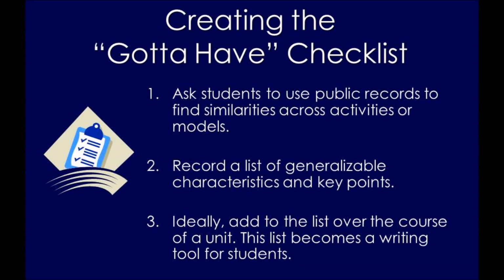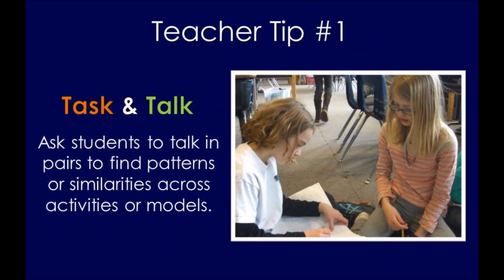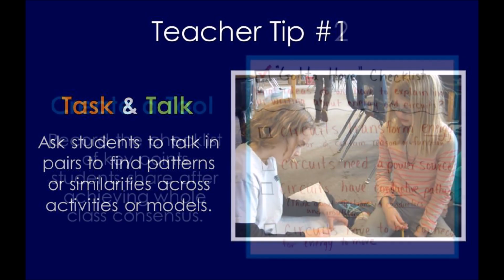Let's revisit the tips about the kind of talk, tasks, and tools that help students summarize key unit ideas. When planning the unit, the teacher identifies key ideas that students must understand in order to explain a particular science phenomenon. Each activity provides students with evidence for a piece of the overall scientific explanation. In order to make a gotta-have checklist, students must identify similar ideas that hold true across activities or models. These become generalizable gotta-have ideas when explaining the phenomenon.